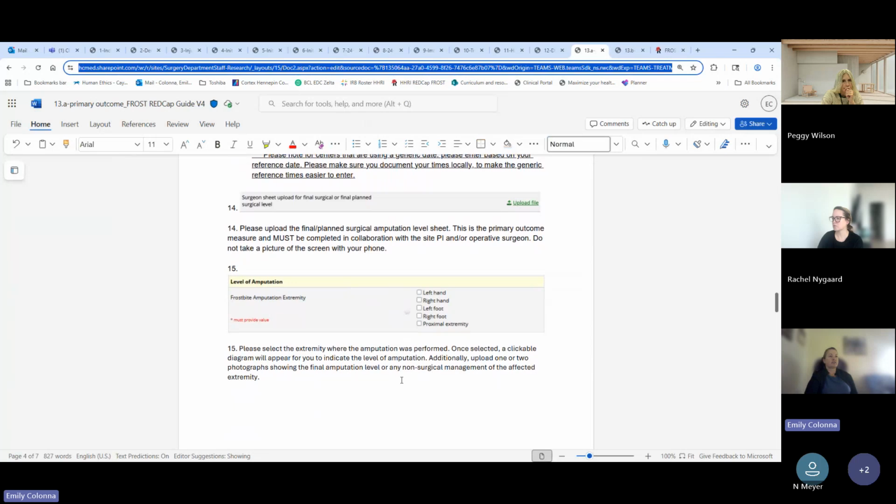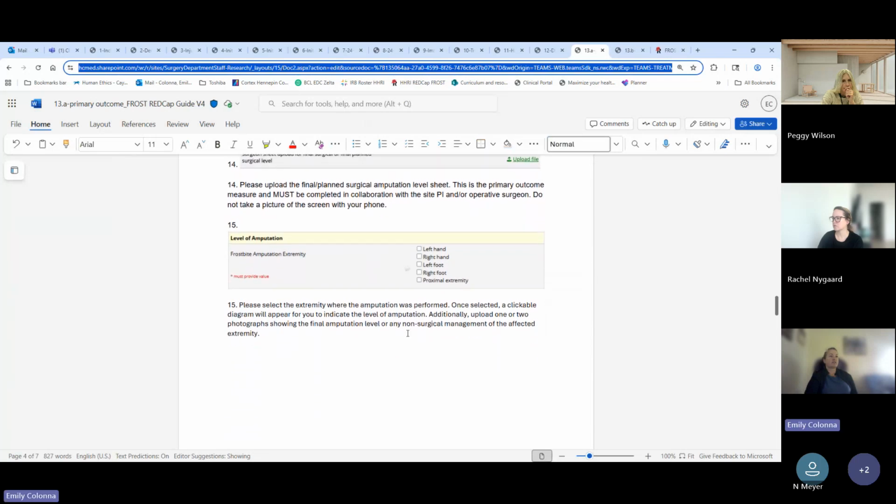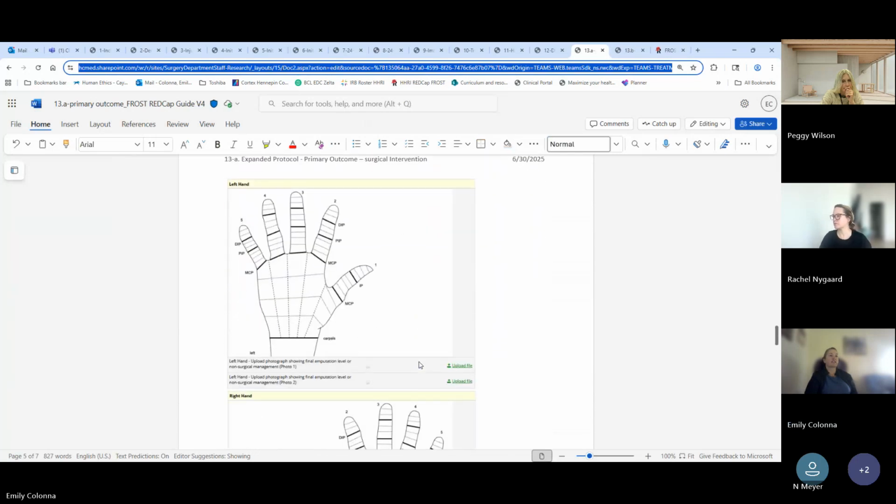And then here's where you can show where the amputations were performed during their stay. During their primary stay, you can select one of these, and then you'll get another clickable diagram of the hands and feet, or you can show what was done at your hospital for amputation.